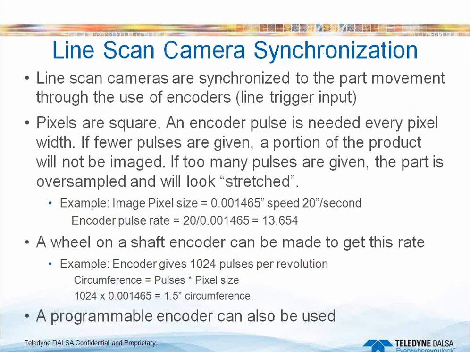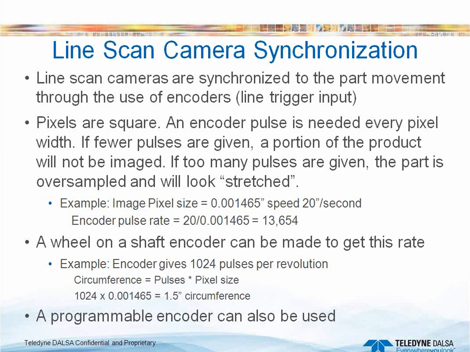How does a line scan camera synchronize to movement of the objects? Well, there's a couple of ways that we talk about synchronization. Because the product is moving, we want to have square pixels. So we use an encoder that basically determines the width.